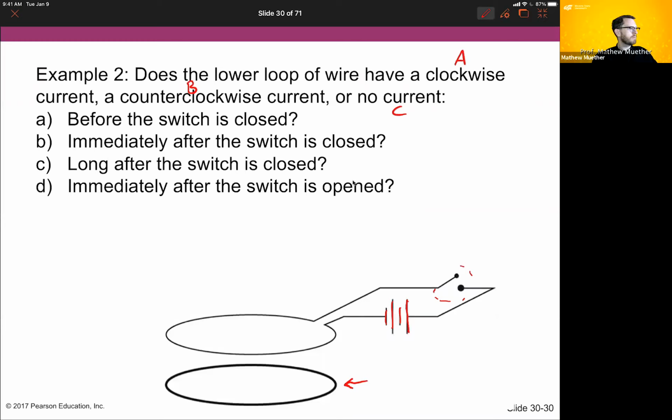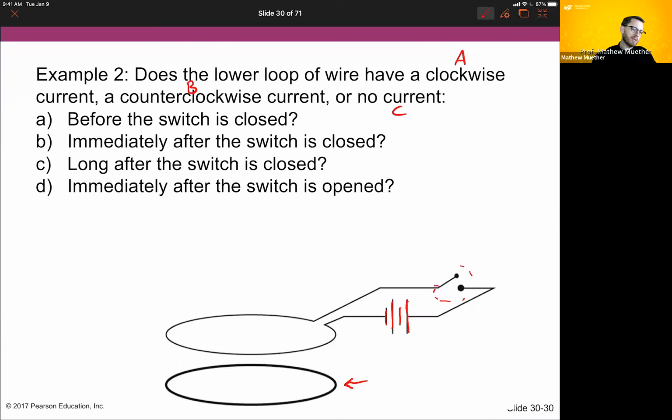Okay, I'm going to end the poll. Most of you said that there's no current in that lower loop. Absolutely. If I don't have that switch closed, there's no current in that upper loop. There's no magnetic field anywhere for as long as that switch is open. So there's no change in flux through that lower loop, and there's no induced current.